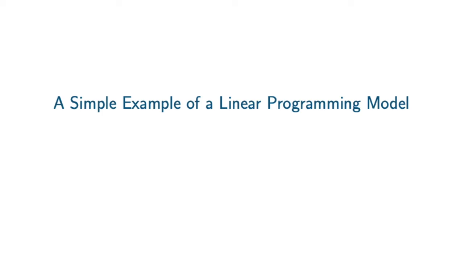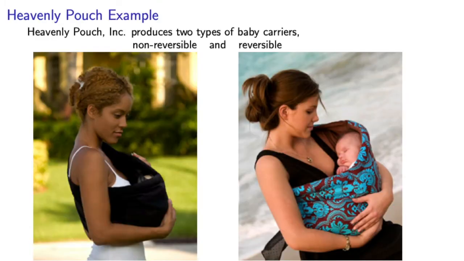In this video, we will formulate a very simple linear optimization model. Consider the example in which a company called Heavenly Pouch Incorporated produces two types of baby carriers, non-reversible and reversible. And these pictures here illustrate the concept.